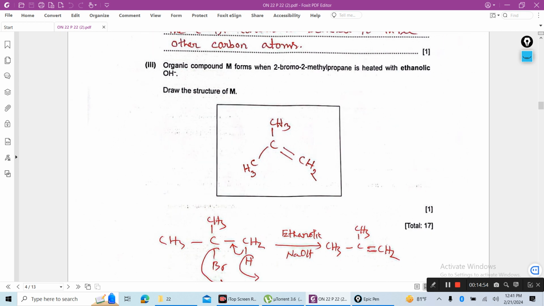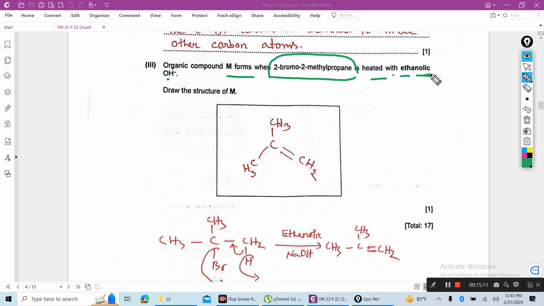Now you see, organic compound M forms when 2-bromopropane is heated with ethanolic alcoholic hydroxide ion. Draw the structure of M. You know, when a haloalkane reacts with ethanolic sodium hydroxide or ethanolic hydroxide, an alkene will be produced by an elimination reaction. So how does this reaction happen?